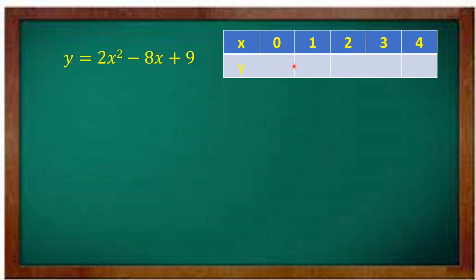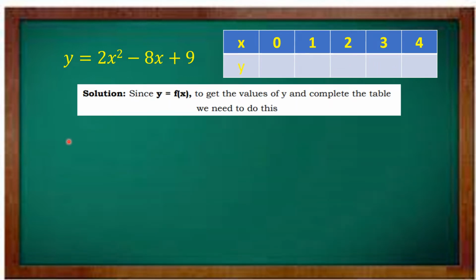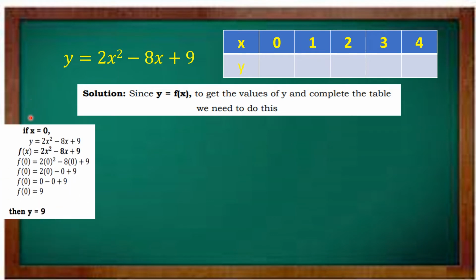So how do we get the values for y here? Since y is what we call f of x, or function of x, we will substitute the values of x into this quadratic function. Your x squared and x, we will substitute this value. For the first one, we assign x as 0. So if x is 0, we find f of 0, which is equal to 2 times 0 squared minus 8 times 0 plus 9.